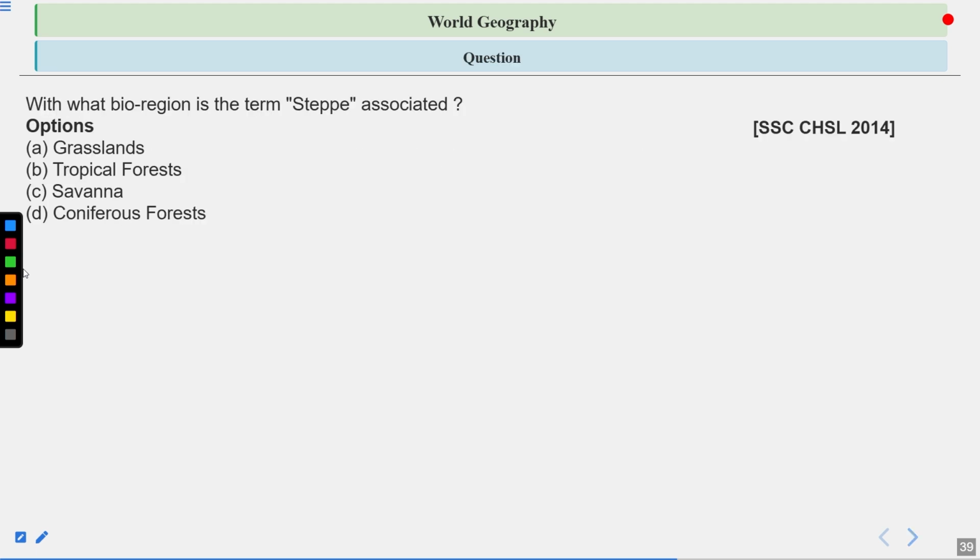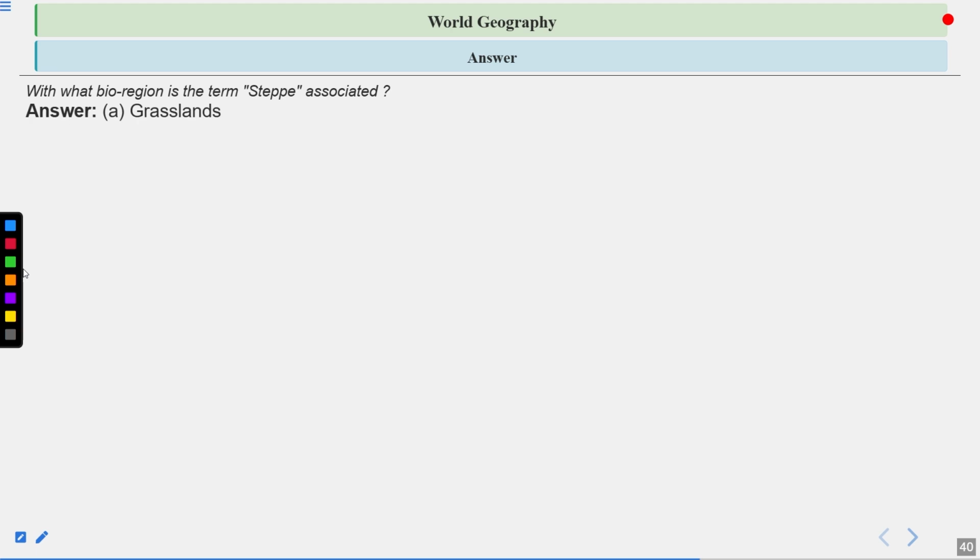With what bioregion is the term steppe associated? Grassland, tropical forests, savanna, coniferous forests. So when we talk about prairies, pampas, steppe, downs, veld, savanna, all these are the particular type of grasslands. So correct answer is A.